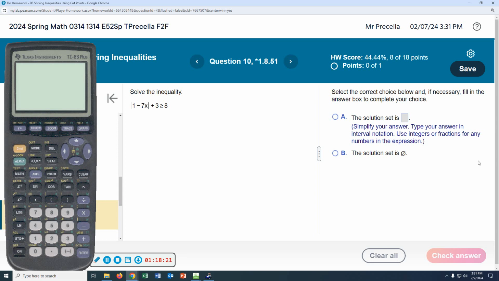You might notice this empty set. That would only happen if you got false, false, false for every interval. I've never seen it happen, but it's still listed there as an option, okay? So, let me make sure I didn't miscopy it. Absolute value of 1 minus 7x plus 3 is greater than or equal to 8. Okay.